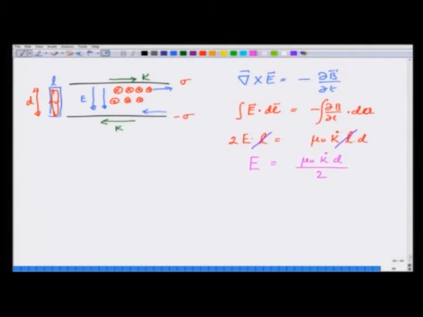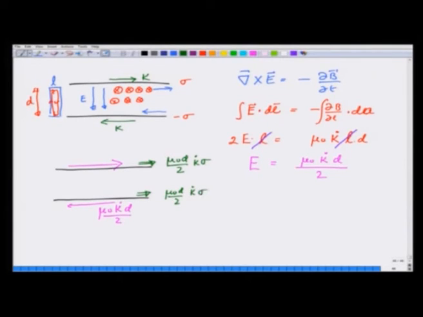The direction of the electric field on the upper plate is like this. Let me make this plate again, and on the lower plate it is in the opposite direction, and its magnitude is mu 0 k dot d over 2. So, it will apply the force on this sigma and minus sigma. The force on the upper plate is going to be E times sigma per unit area. So, this is going to be mu 0 d over 2 k dot sigma per unit area. On the lower plate again, the force is going to be to the right, again mu 0 d over 2 k dot sigma.